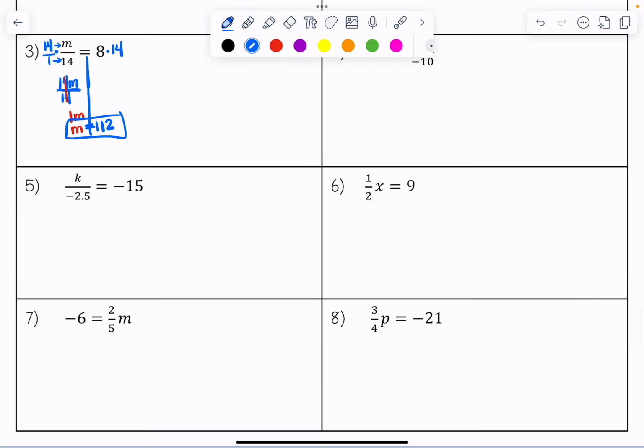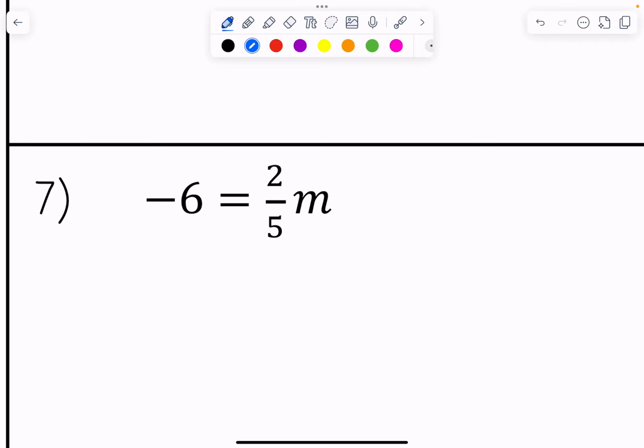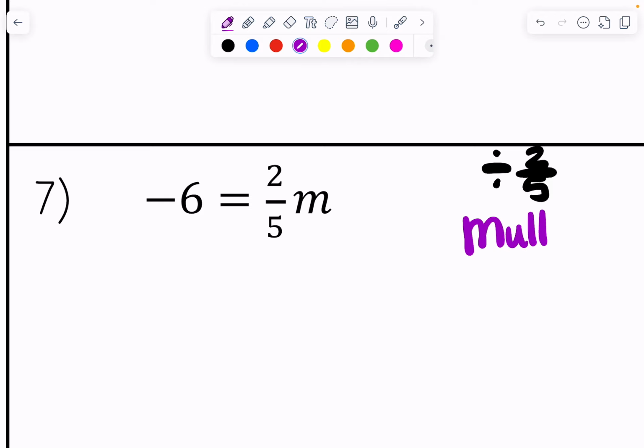We're going to look at one other example here. All right, so negative 6 is equal to 2/5 m. So when my coefficient is a fraction, right now this is m being multiplied by 2/5. So I can divide both sides by 2/5. But when we're dividing by a fraction, what we are really doing is we end up multiplying by the reciprocal.